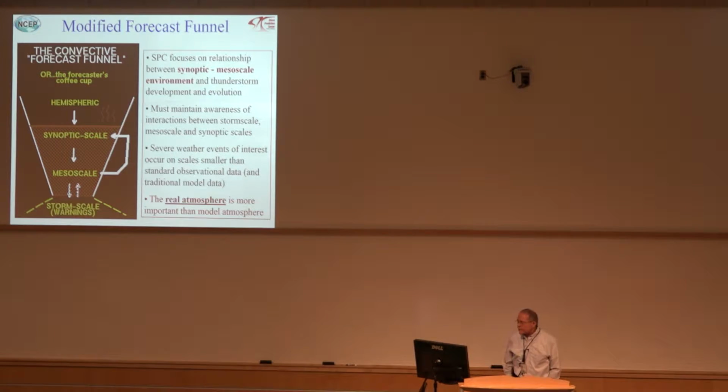And the final bullet is something that we always have to remember, but there can be tendencies and temptations not to. The real atmosphere is more important than the model. And the model atmosphere may not replicate what's taking place in the real atmosphere. But it's very appealing because with model grids, we have information at every level in the vertical, fairly fine horizontal resolution. We have quantitative information all over the place. But most of it might not replicate what's actually taking place in the real atmosphere. We'll talk more about that a little bit later.